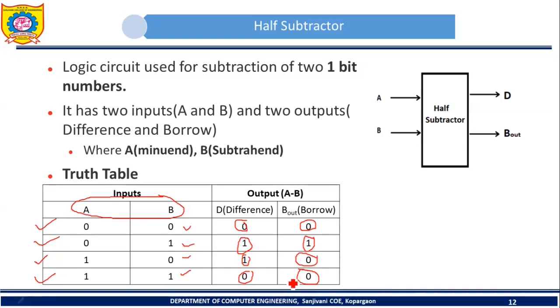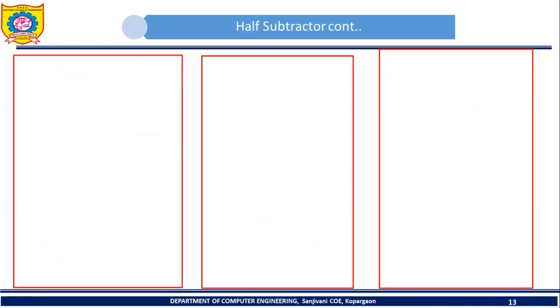Now let's try to represent the information in truth table on K-map. So what type of K-map we should use? 2 variable, 3 variable or 4 variable? So we know that type of K-map depends on how many inputs that particular digital circuit has. So this half subtractor has 2 inputs, so that's why we should use 2 variable K-map. Then how many 2 variable K-maps we should use? It will depend upon number of outputs. So half subtractor has 2 outputs, so that's why we should use 2 K-maps, one for difference and one for borrow.